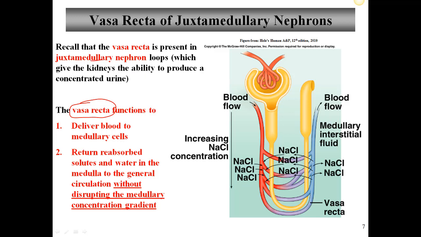Remember, these are associated with juxtamedullary nephrons, and they have a twofold job. One is to deliver blood to the medullary cells. Remember, these tubules are cells just like any other cells in the body. And the cells that compose these tubules need nutrients, they need oxygen, they need all the same things that other cells in the body need, so they have to have blood. So one of the functions of the vasa recta is to deliver blood to these cells.